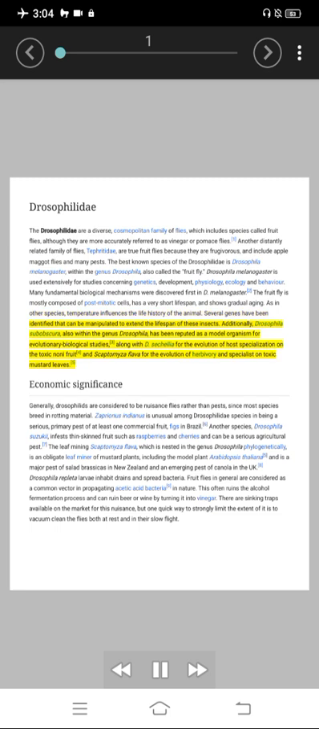Additionally, Drosophila subobscura, also within the genus Drosophila, has been reputed as a model organism for evolutionary biological studies. Along with D. sechellia for the evolution of host specialization on the toxic noni fruit, and Scaptomyza flava for the evolution of herbivory and specialization on toxic mustard leaves.